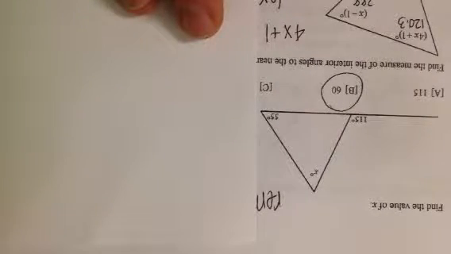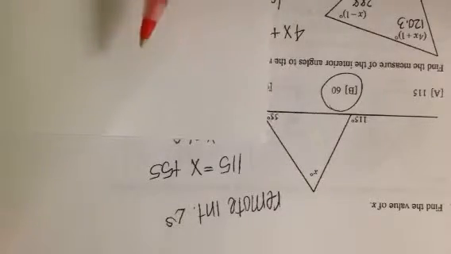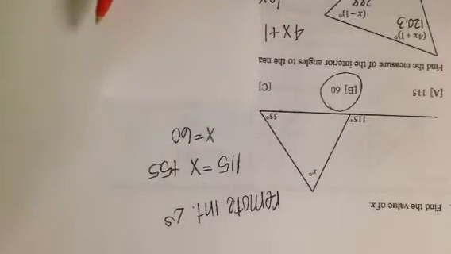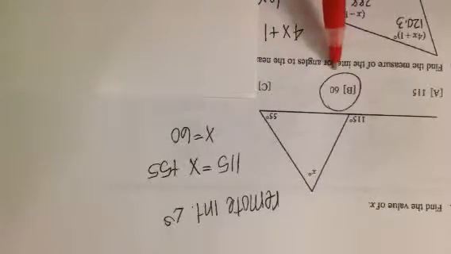All right, number 27 here. So I have to go ahead and find the value of x. What I can do here is realize that these two angles are remote interior angles, and they're going to add up to equal 115. So you can set up an equation just like that, where 115 equals x plus 55. Subtract 55 from both sides, you get x equals 60, and there's your answer.